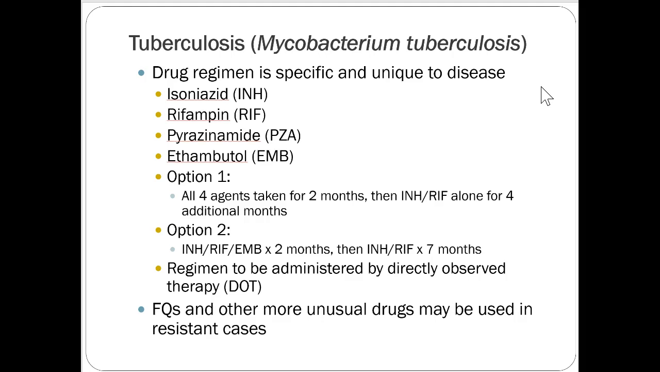You take all 4 agents for 2 months, and then you take just isoniazid and rifampin alone for 4 additional months, and then there's a second option there. Tuberculosis is kind of interesting if you ever get involved with international medicine or tropical medicine, where there are countries that are endemic with tuberculosis.